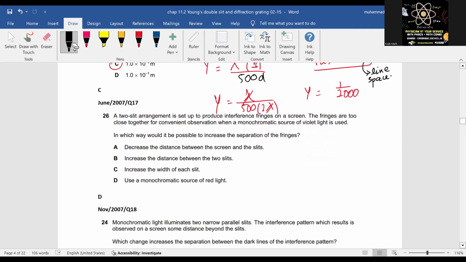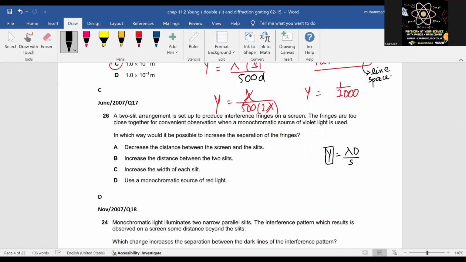Read the next one also. A two-slit arrangement is set up to produce interference fringes on the screen. The fringes are too close together for convenient observation when a monochromatic source of violet light is used. In which way would it be possible to increase the separation of the fringes? So you just need to look at this relation, and you want to increase this parameter. Getting it? Are you understanding the question after reading?